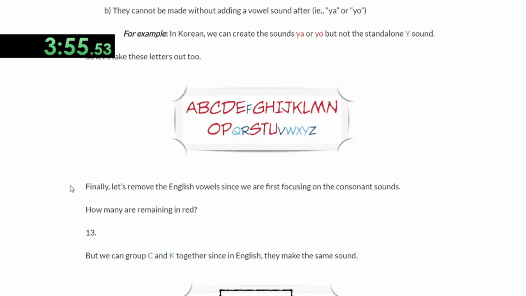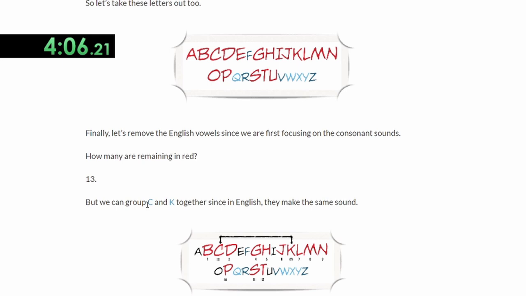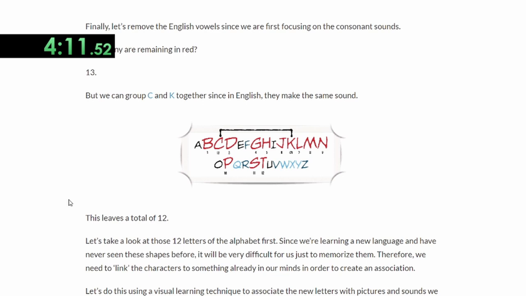How many are remaining in red? 13. But we can group K and C together, since in English they make the same sound, and are apparently the same letter in my brain. This leaves a total of 12. Let's take a look at those 12 letters of the alphabet first.